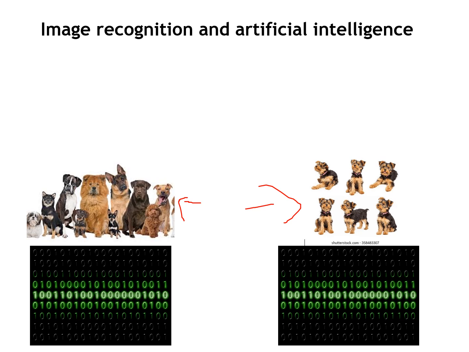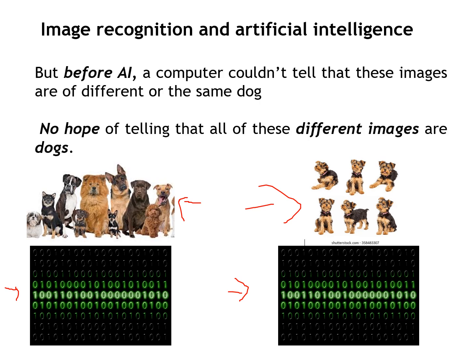For matching, to get that information from a combination of zeros and ones was practically impossible in the past. So remember, before AI, when you had a picture like this, to say whether these were different dogs or the same dog was very difficult to do. And there was no hope of telling whether there were different dogs or cats or cars or planes. That was impossible in the past, before AI.